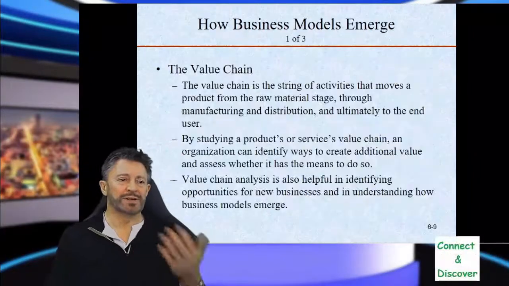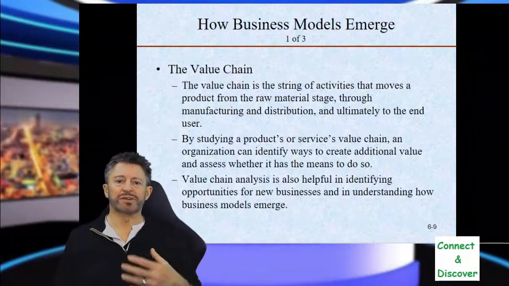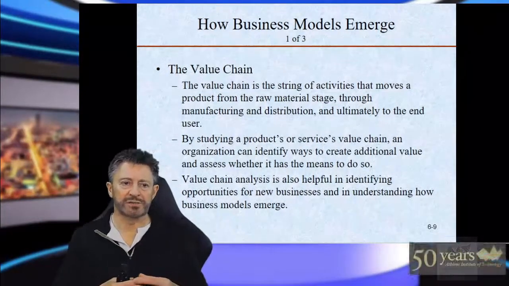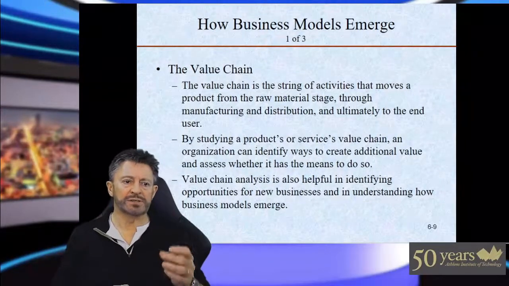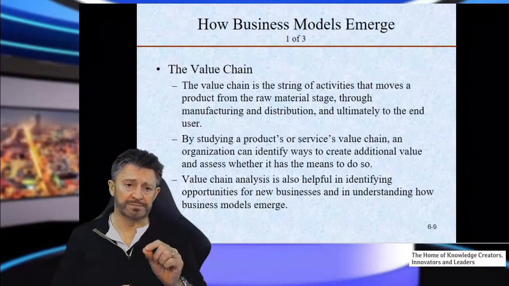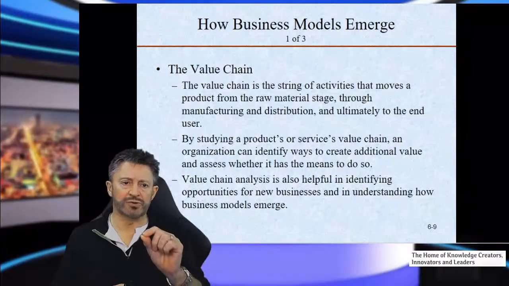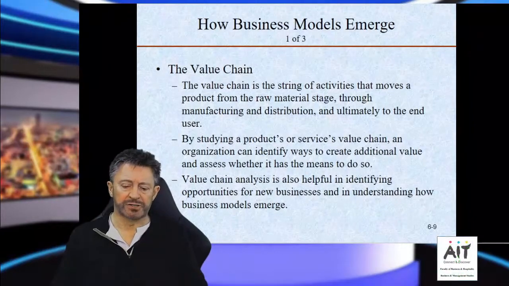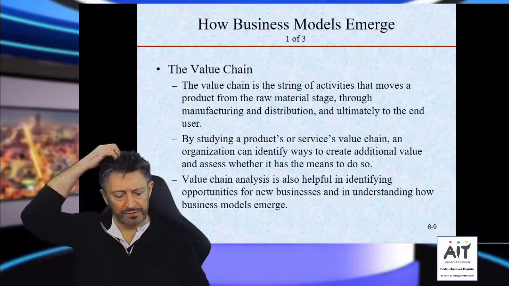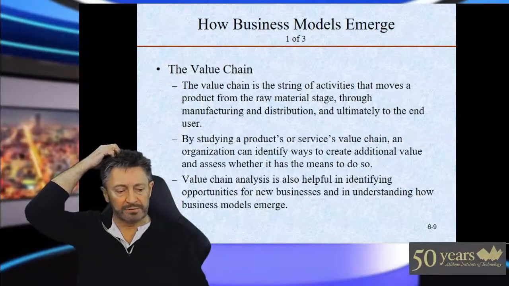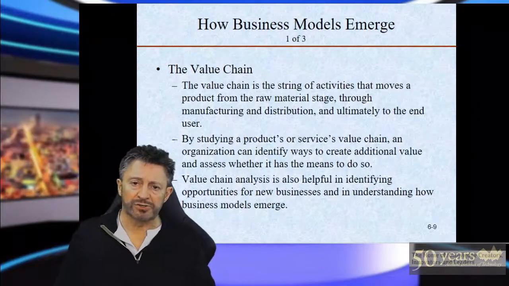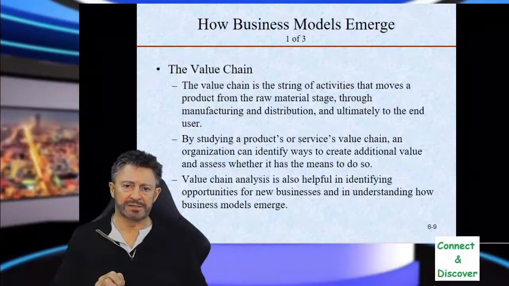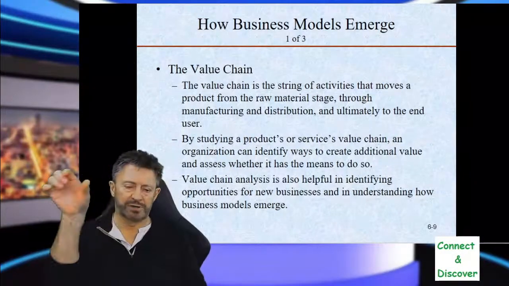So if we go on anyway, the value chain itself. The value chain is a string of activities from raw materials through to manufacturing, distribution, and ultimately to the end user. By studying a product's or service's value chain, an organization can identify ways to create additional value and assess whether it has the means to do so or not. If you literally just Google Porter's value chain, you'll see a diagram which describes primary and secondary activities. And the secondary are usually on top.